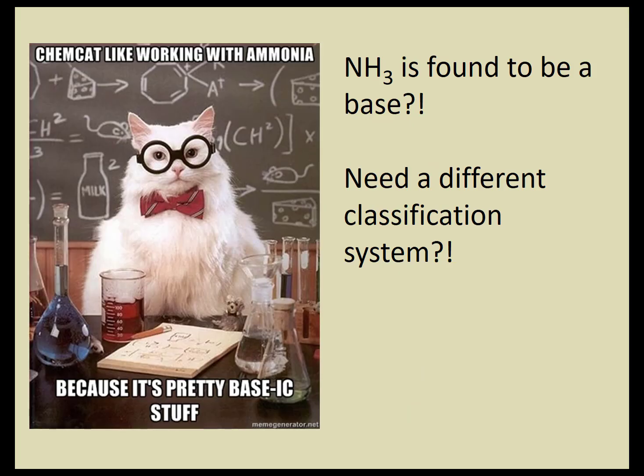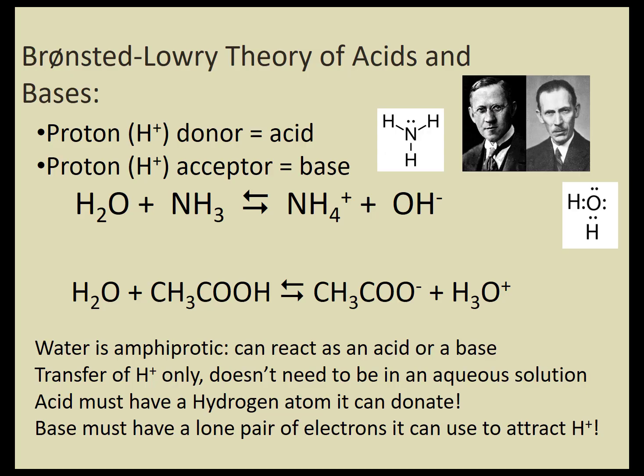There are other acid and base systems. Let's look at this one. So it's found that NH3, or ammonia, is a base, and notice that there is no OH there. So how can it be a base? So we need a different classification system. These two men, Bronsted and Lowry, independently came up with this acid and base theory, and they both said that acids are proton donors, so they will lose an H+, and bases are proton acceptors, so they will gain an H+. And you need to start out with a balanced equation.